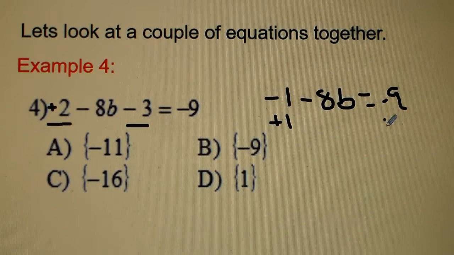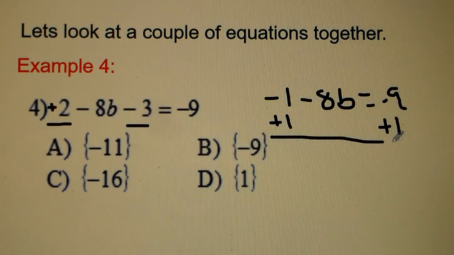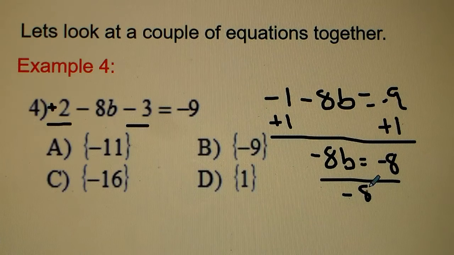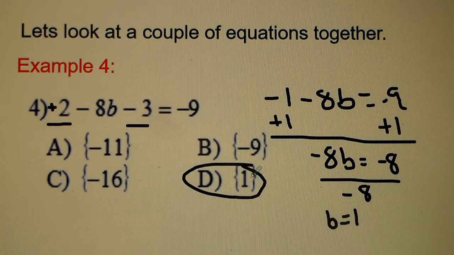We add 1 to both sides. And we get negative 8b is equal to negative 8. Divide both sides by negative 8. And you get b equals 1. So answer number 4 is also D. B equals 1.